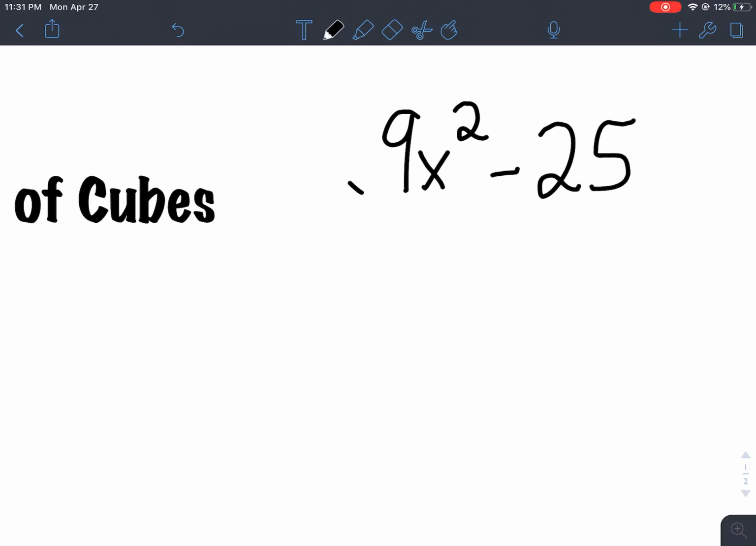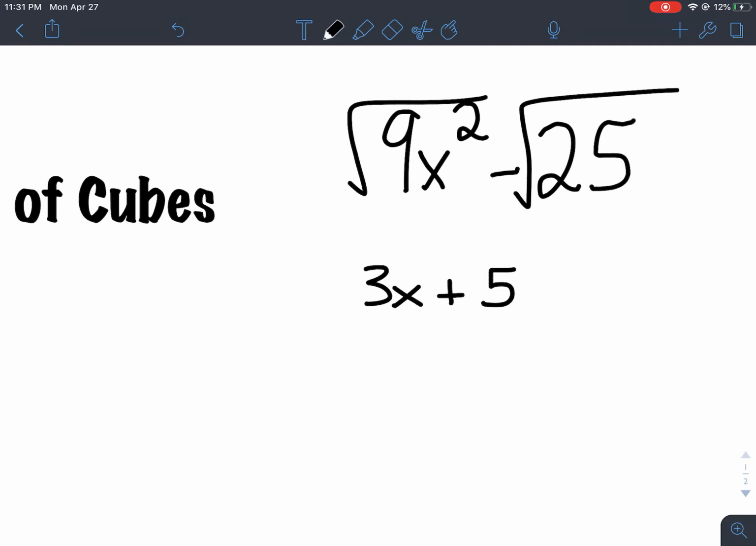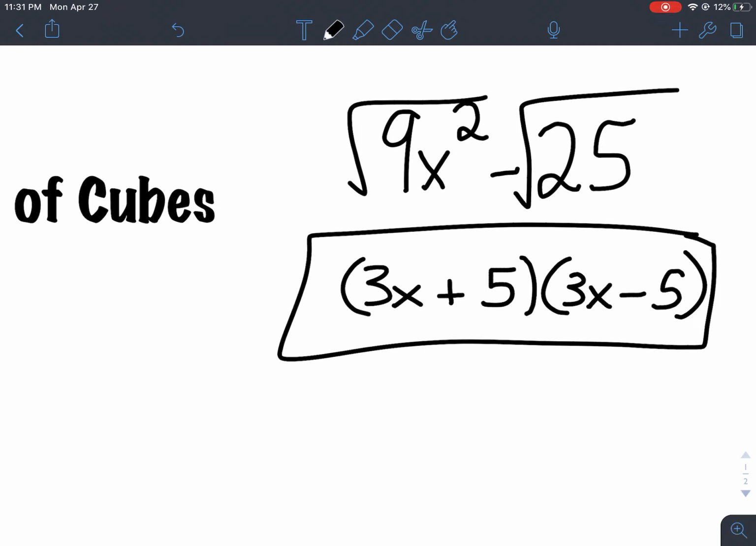And how we would do that problem, we took the square root of 9x squared, which would be 3x. And we took the square root of 25, which was 5. And we did 3x plus 5 times 3x minus 5 would be the factored form. They're conjugates. If we distributed this back out, we would end up getting what we started with. And notice it's two terms. The reason is these are conjugates. If we distributed it back out, the middle terms would cancel out because they're opposites.